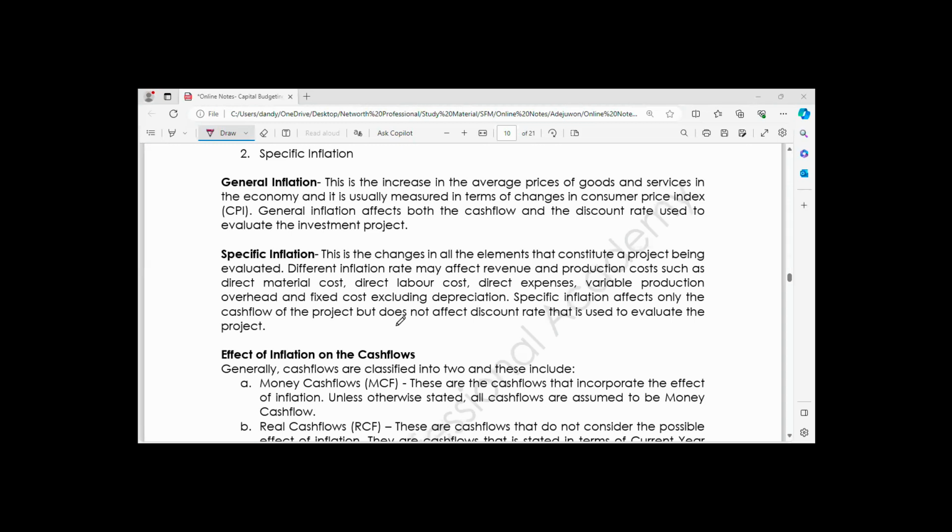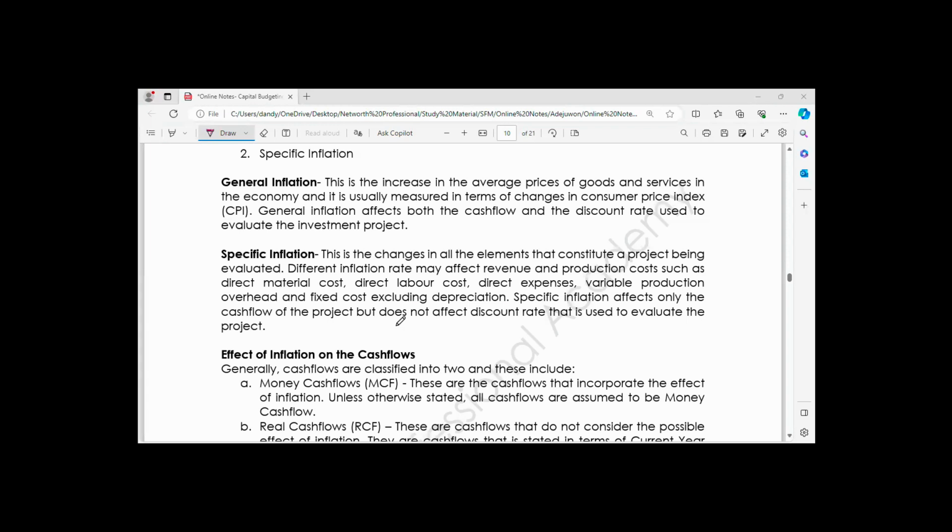Real cash flows are cash flows that are stated in today's prices, year zero prices, first year prices, or current value terms.